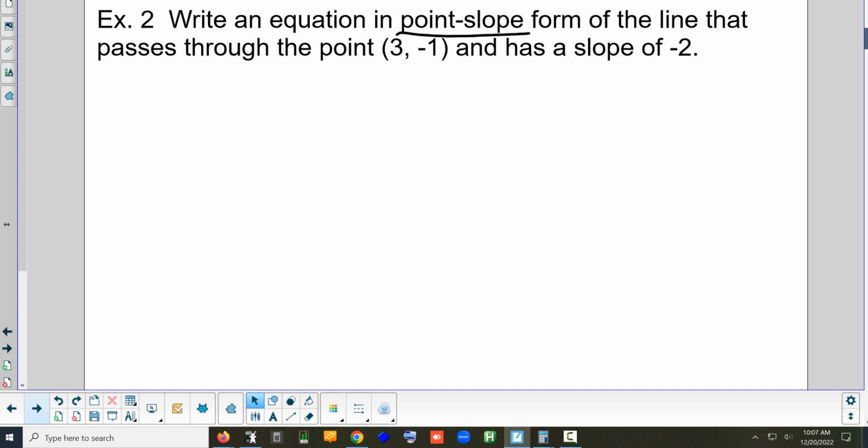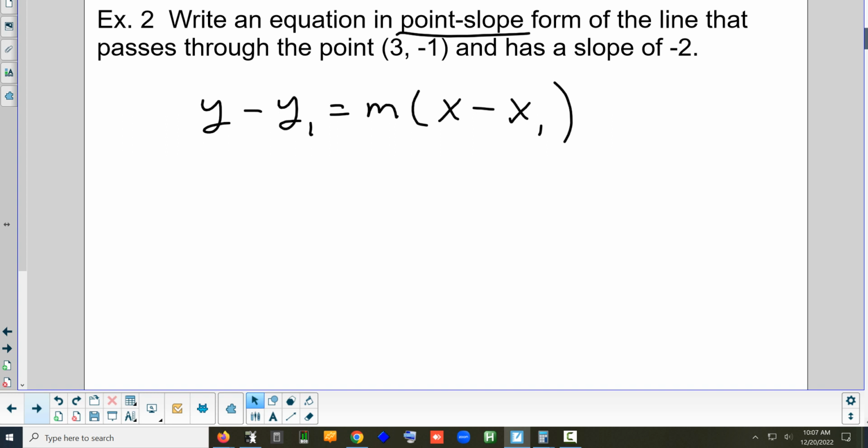Can someone remind me, what is my formula for point slope? You don't have to fill anything in, just the formula. Yep. y minus y1 equals m parentheses x minus x1. Yep. And remember, you're going to fill in for three things. Let's just go right in order and see what happens. Aiden, what do I do to the y?